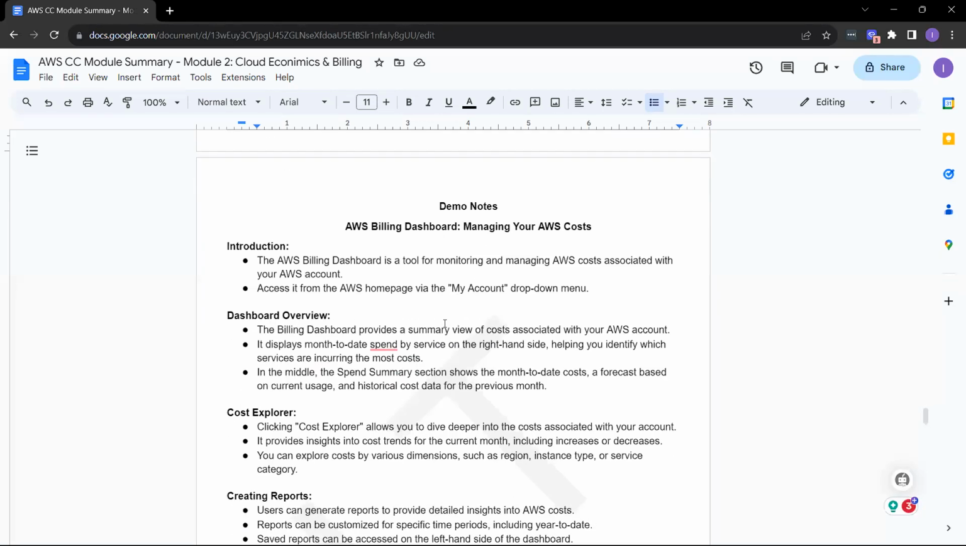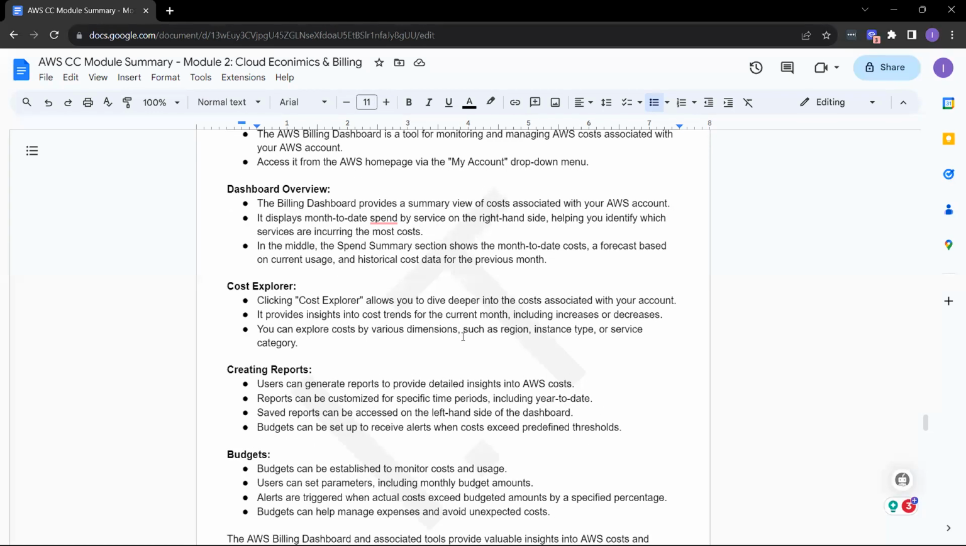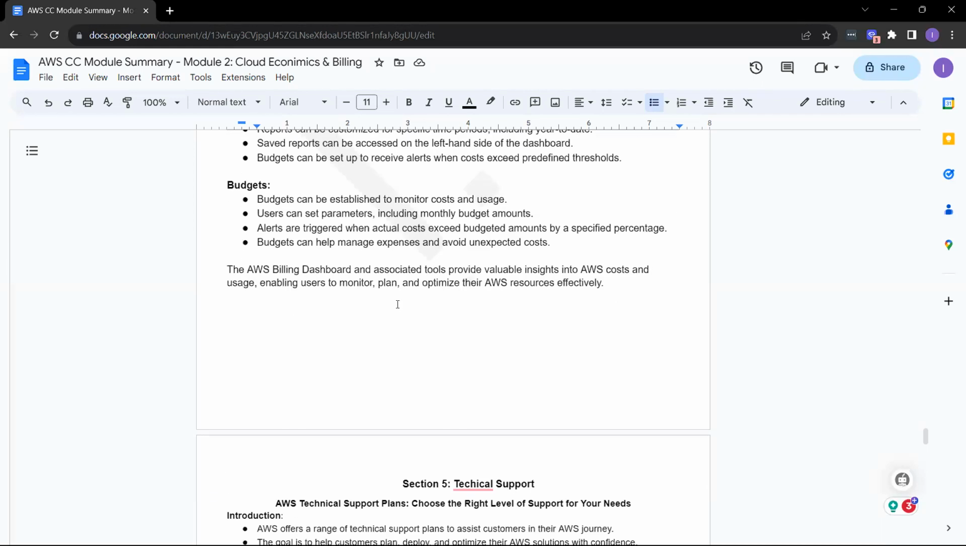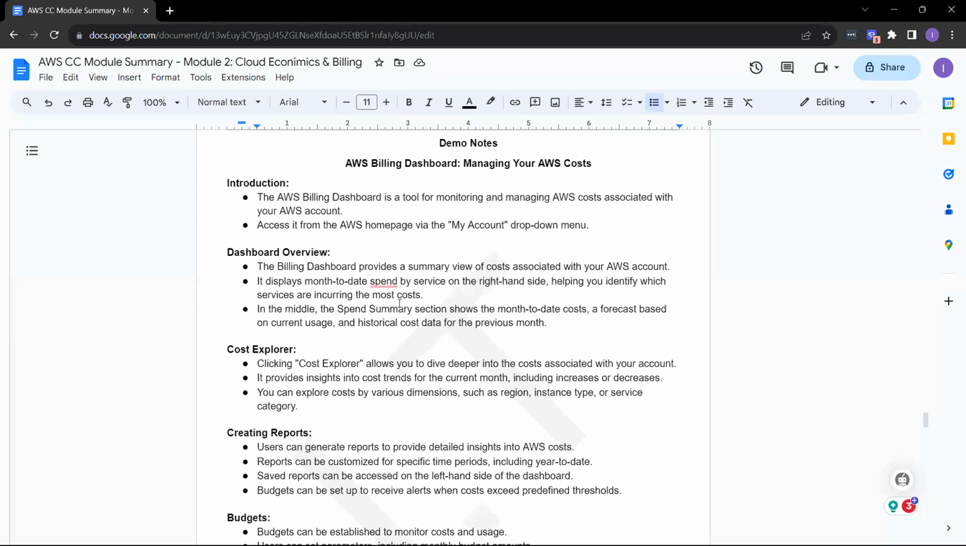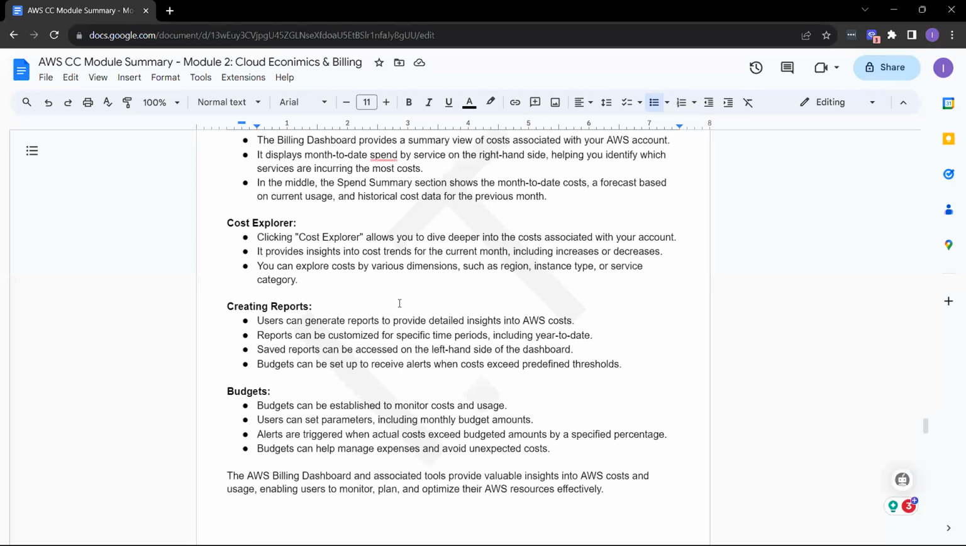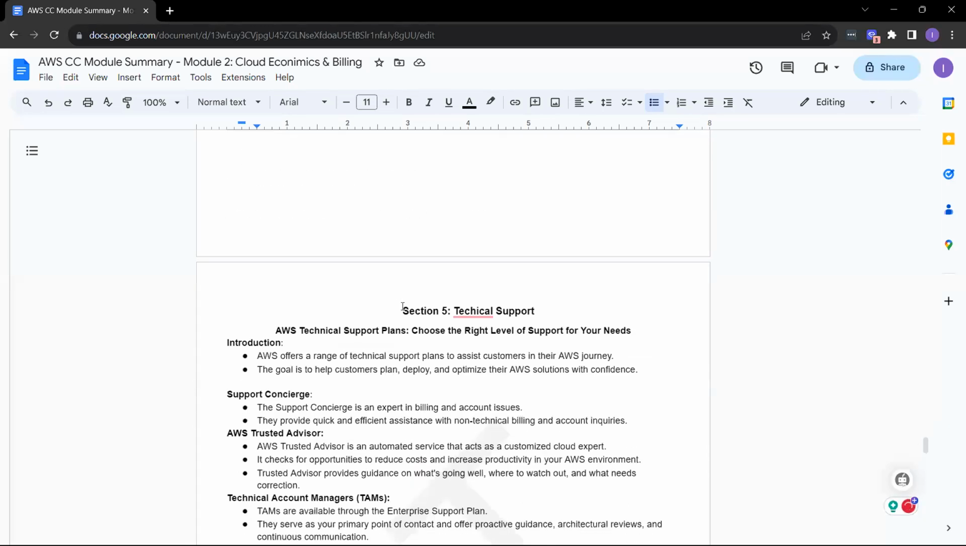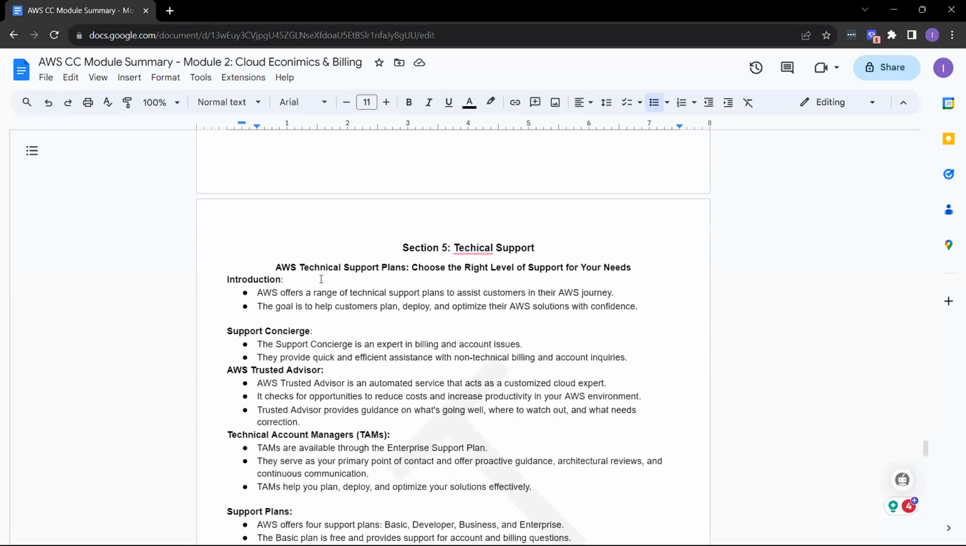This one was also demoed in the demonstration when the instructor was exploring the billing dashboard. So I will not go into it, because I would need to open the dashboard so that we can familiarize ourselves with that. I think everybody has the summary, so you can look at the summary and then look at the billing dashboard to familiarize yourself with the service. And let's look at technical support plans by AWS.